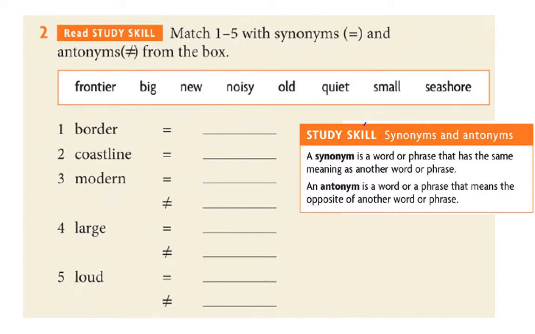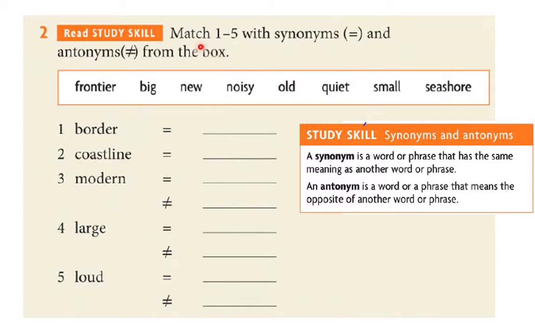Exercise 2, on the same page, has a study skill. The study skill is about synonyms and antonyms. A synonym is a word or phrase that has the same meaning as another word or phrase, and an antonym is a word or phrase that means the opposite of another word or phrase. So, synonyms and antonyms are another method which can be used in memorizing or recording new vocabularies.